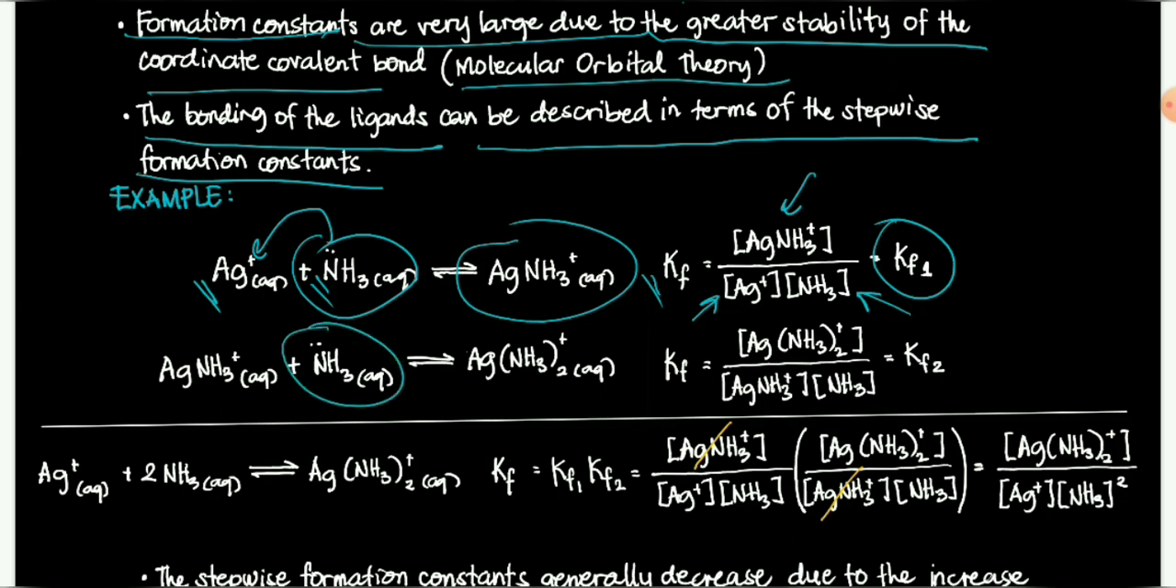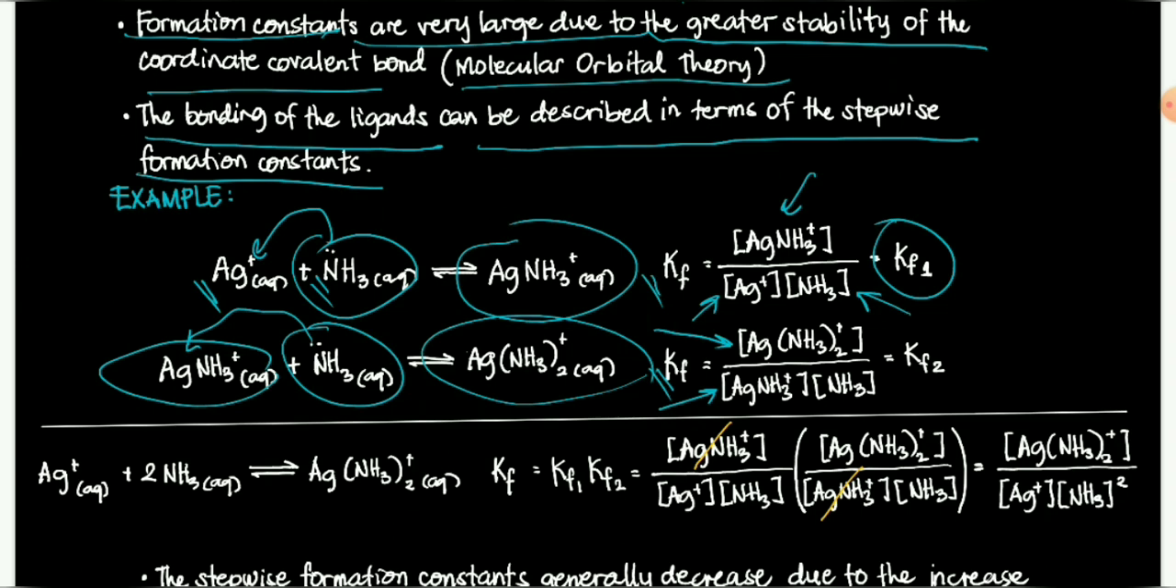So for the next ligand, okay, so for the next ammonia, kakabit ulit siya dun sa silver. This is the silver complex in this case, okay, para mag-form siya ng diamine silver plus. So the KF for this is given by this expression. So concentration of the diamine silver cation over the concentration of the monoamine silver cation times the concentration of the ammonia. That is KF2 kasi this is the second ligand na kumabit doon sa ating complex.